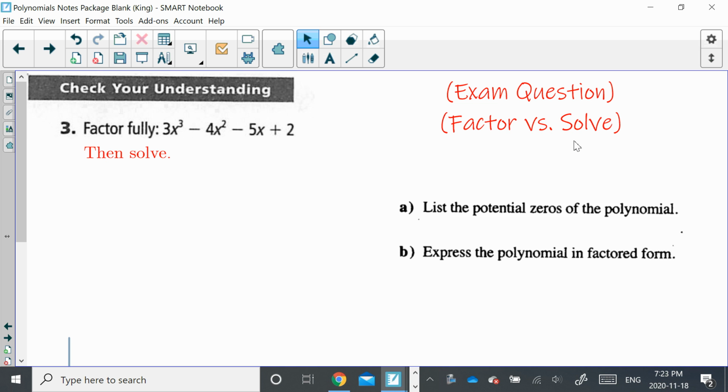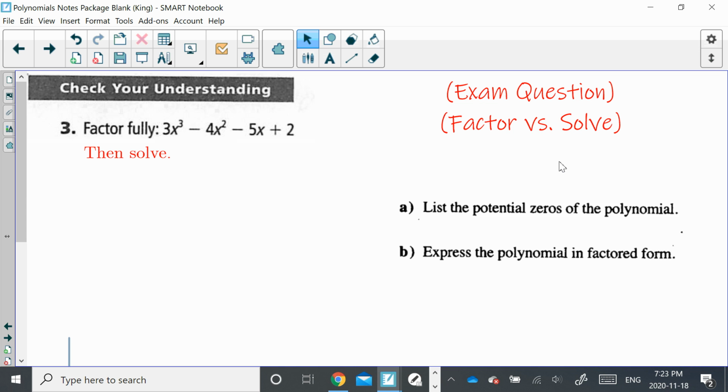Up to this point, everything that you factored had a leading coefficient of 1. So in all of the examples up to this point, the a value, which is our leading coefficient, has been 1. This question is going to show you what you would do if you had a leading coefficient that was any number other than 1.